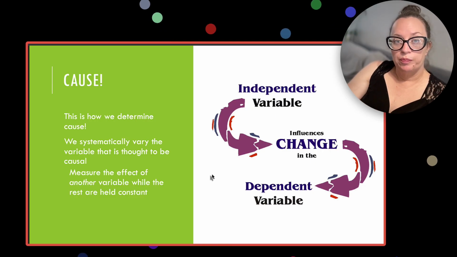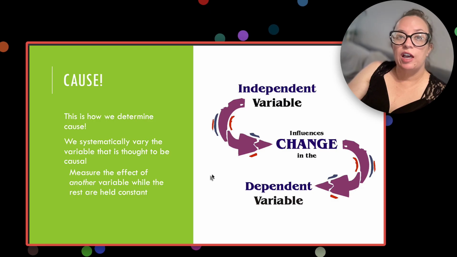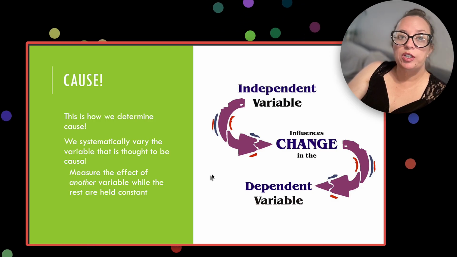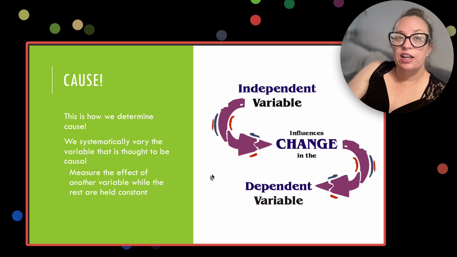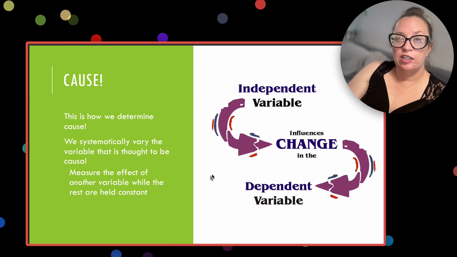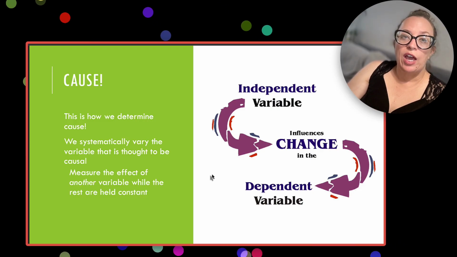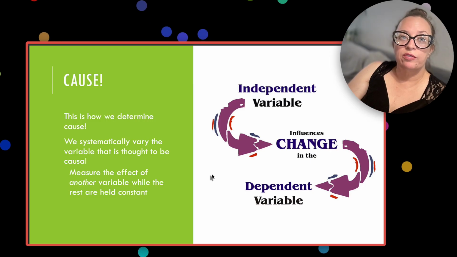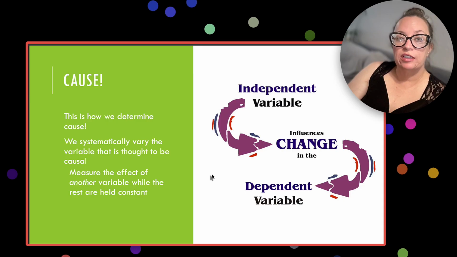That could be like having a placebo group and an active drug group. That could be having a low dose, a medium dose, a high dose, as well as a control group. But that systematic varying is what's really key here. We need to have comparison points to each other. We don't have that in descriptive research. We don't have that in correlational research. That's specific to experiments, when we are actively manipulating or systematically varying the independent variable.